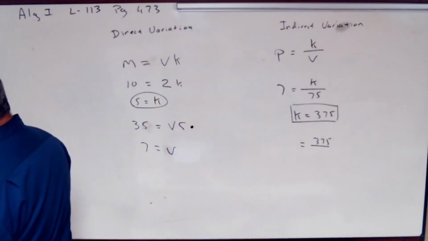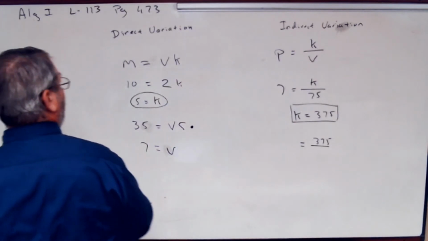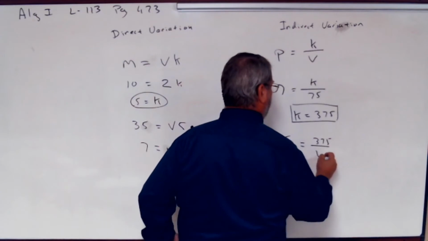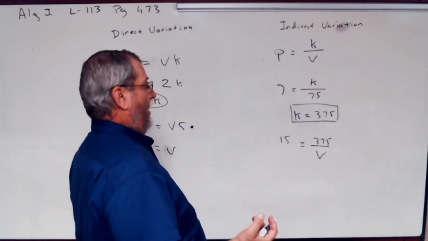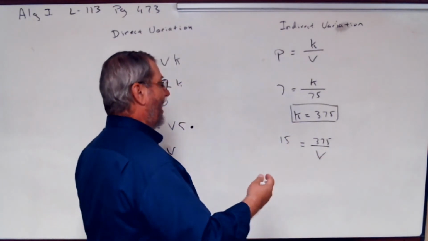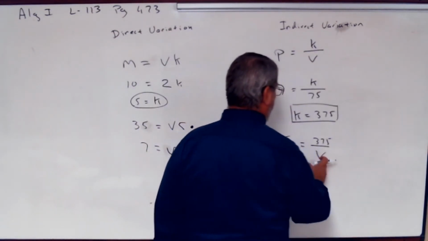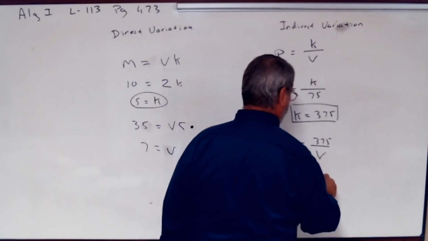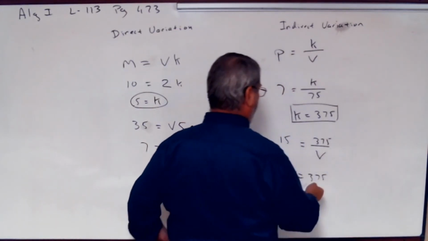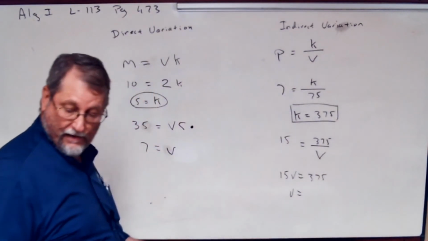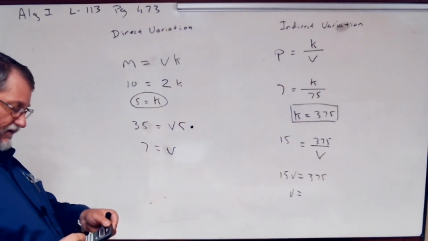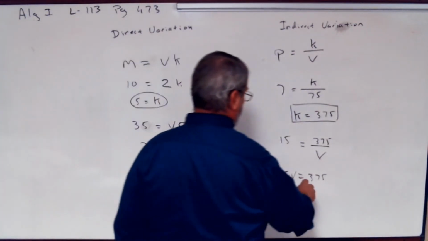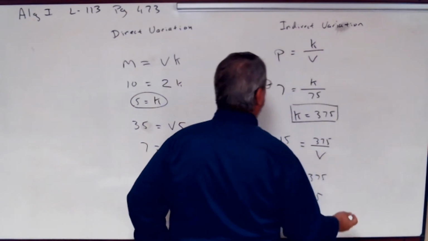So it says, what would be the volume if the pressure is increased to 15 pascals? So this is increased to 15, and we're looking for volume. Long way, how do we do this? To get rid of volume here, we multiply over here. 15V equals 525. Volume equals 525 divided by 15, which is 35.